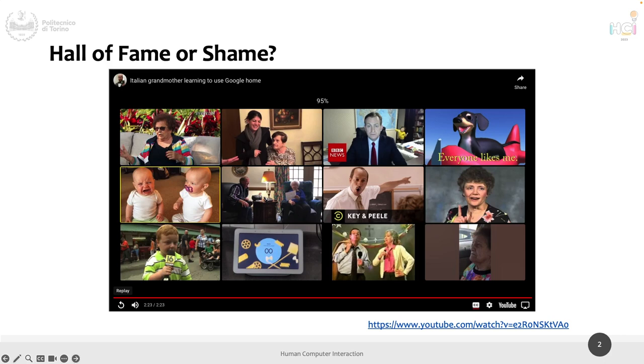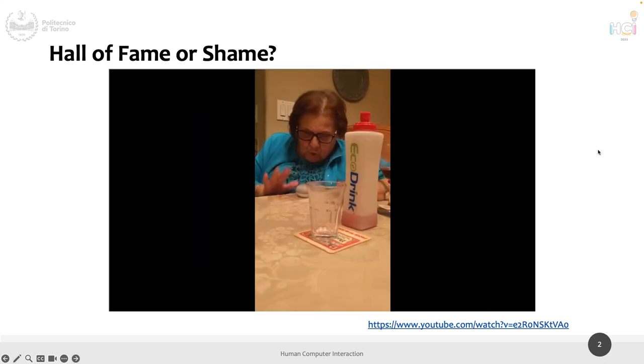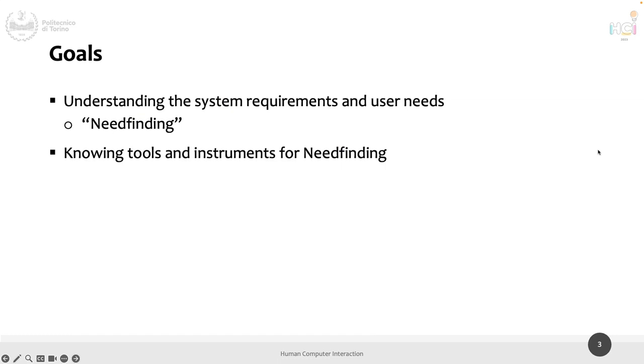Just keep this in mind. We are not seeing that again. So the goal of Needfinding is to understand the system requirements and the user needs, and then we will also see tools and instruments to do that. We want the requirements and user needs to avoid the problem that Google Home has with the elderly, if we want to do something for the elderly.